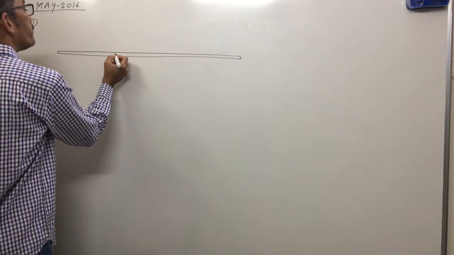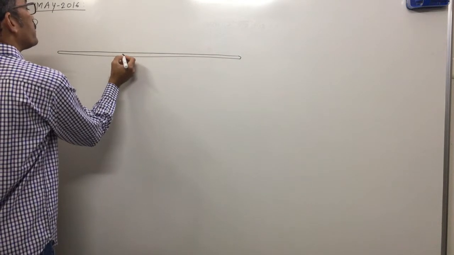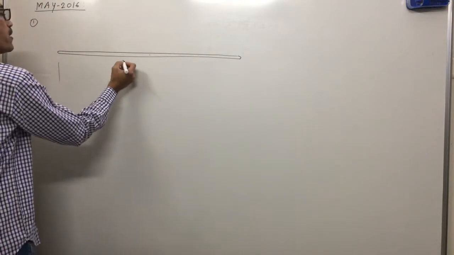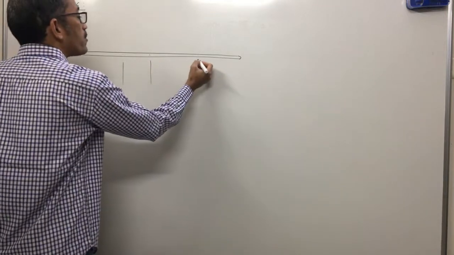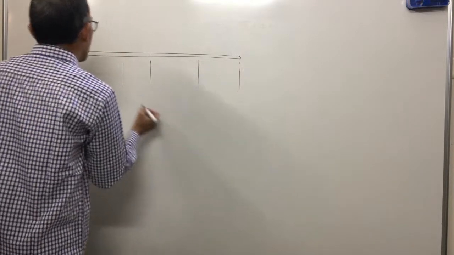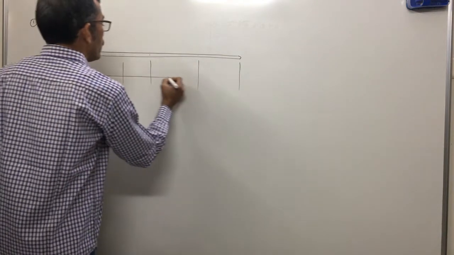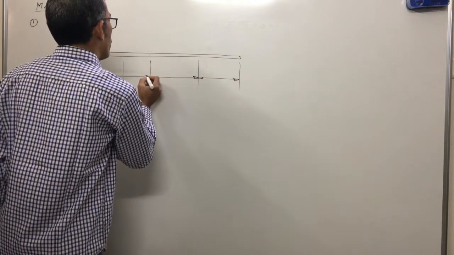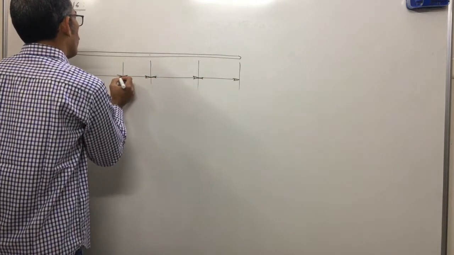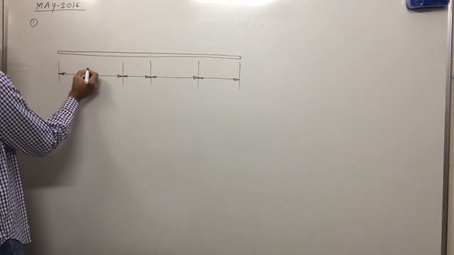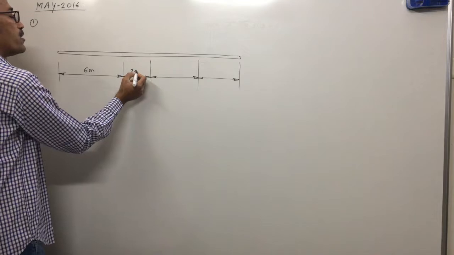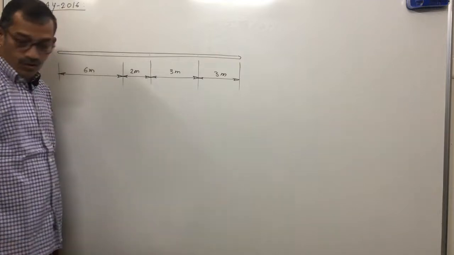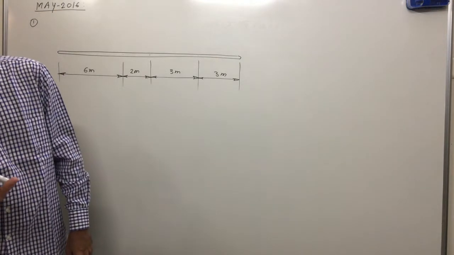This is 6 meter, 2 meter, 3 meter, 3 meter. First we will always properly represent all distances, which are very important when we take moments. So this is the given beam. The length is divided in 4 parts: this one is 6 meter, next is 2 meter, next is 3 meter and 3 meter.